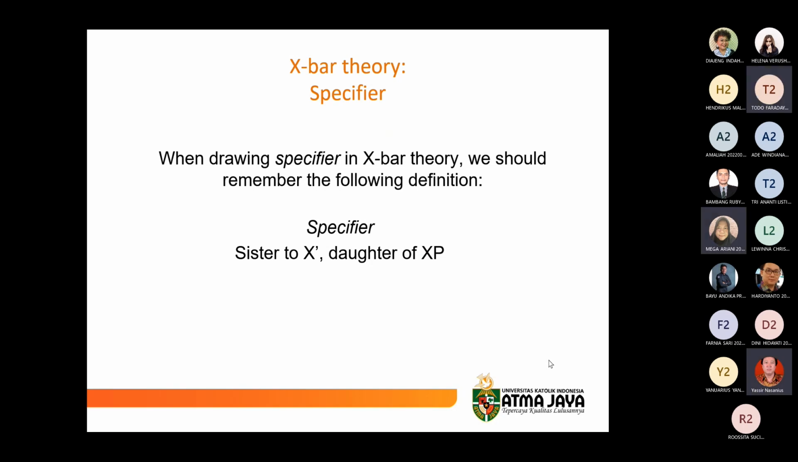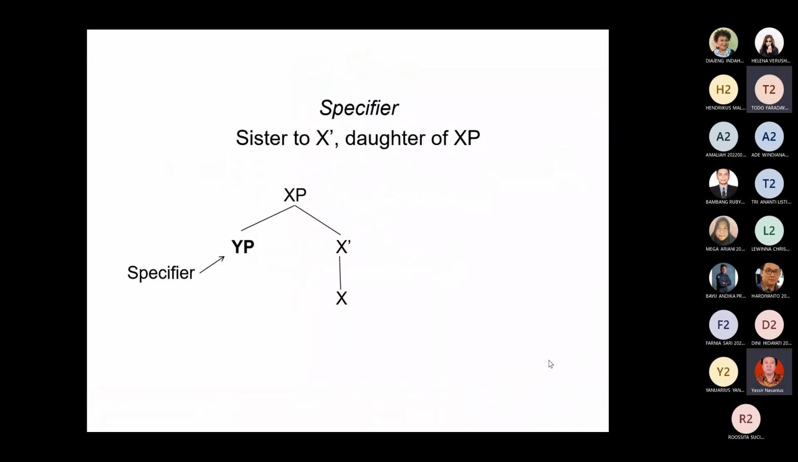If you draw a specifier in X-bar theory, you must remember the following definition. If you draw a specifier, remember it is sister to X-bar, but daughter of XP. So for example here, how do I know YP is a specifier? It's sister of X-bar and daughter of XP.